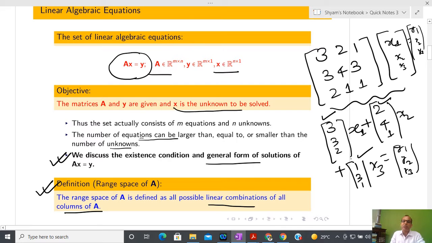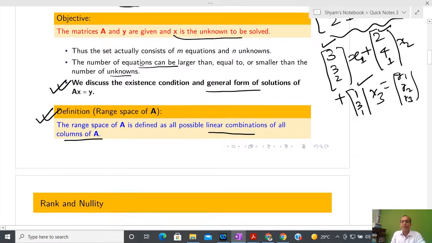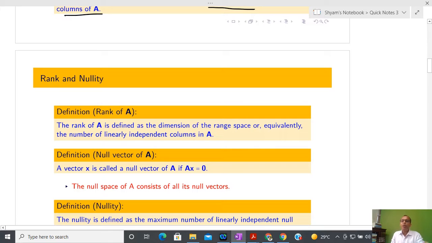How basically have I defined the dimension? Anyone, could you please tell me how to define the dimension, quickly, please? Number of vectors in the basis. Yeah, number of vectors in the basis. And how to select the basis? We look for linearly independent vectors, and at the same time we also check the span, whether the whole space is spanned or not. Okay, so due to that reason, rank of A is defined as the dimension of range space, or equivalently the number of linearly independent columns of A. Okay, so in this way I am able to define the rank of a matrix. Anyone has confusion?